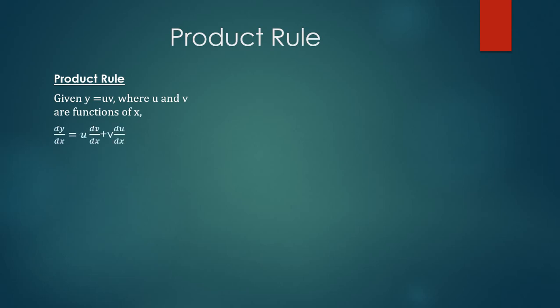Sorry about that. So let's go. Product rule. Now the product rule, like the name suggests, we use it to differentiate products of x. So given y is equal to u times v, where u and v are functions of x, dy by dx is equal to u times dv by dx plus v times du by dx.